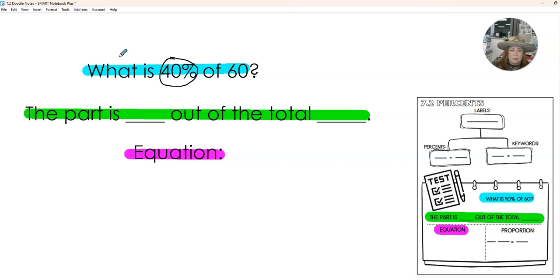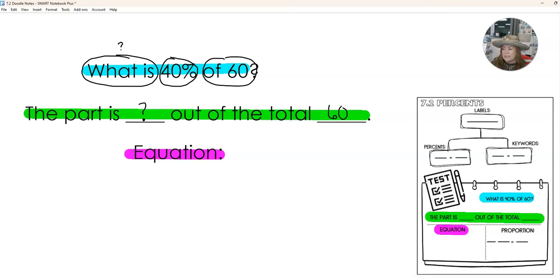So now we're just going to break up the other parts. We have what is. Ooh, what? We don't know. We're looking for the what, and it's out of 60. Something is out of 60. So the part is, we don't know. That's what we're looking for. That's the question mark. Out of the total 60. We have to know which one is the total, which one is the part.